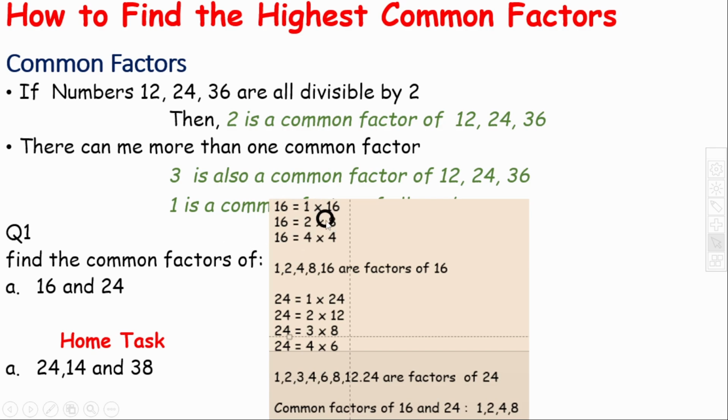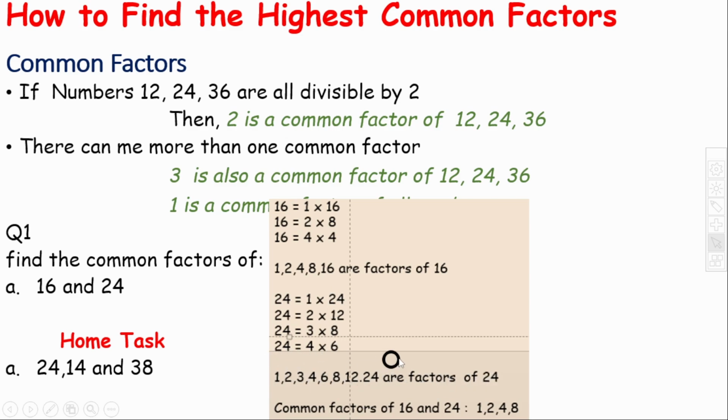16 times 1 is 16. 2 times 8 is 16. 4 times 4 is 16. So that means 1, 2, 4, we've mentioned 4 already, 8 and 16 are all factors of 16. Now let's do it for 24. 1 times 24 is 24, 2 times 12 is 24, 3 times 8 is 24, 4 times 6 is 24. That means 1, 2, 3, 4, 6, 8, 12, and 24 are all factors of 24.